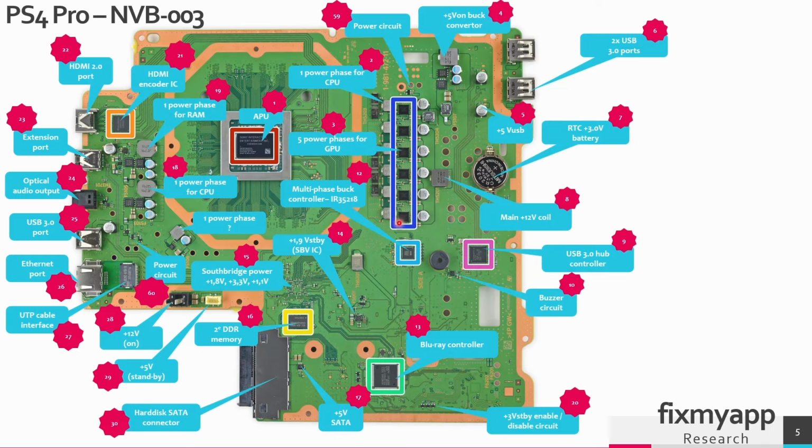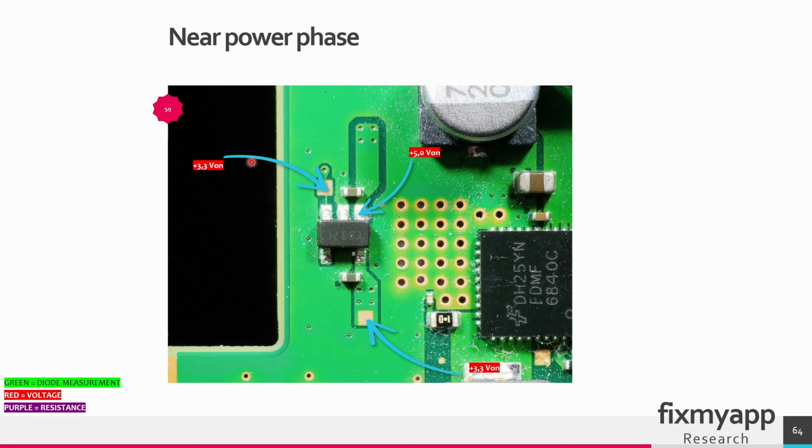Near the power phases we also have some circuitry. This is located in region 59. So this is the circuit near the power phase. When you turn your console on, it should get 3.3 volt at this pad, and on this pin there should be 5 volt present, and at this pin there should be 3.3 volt present.